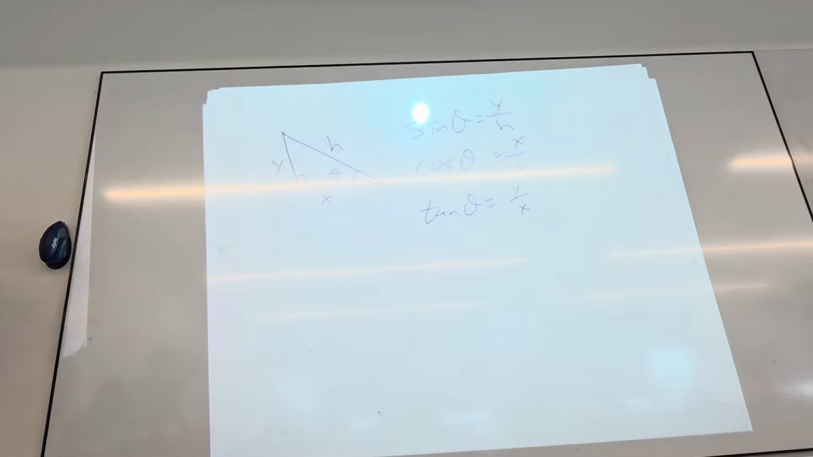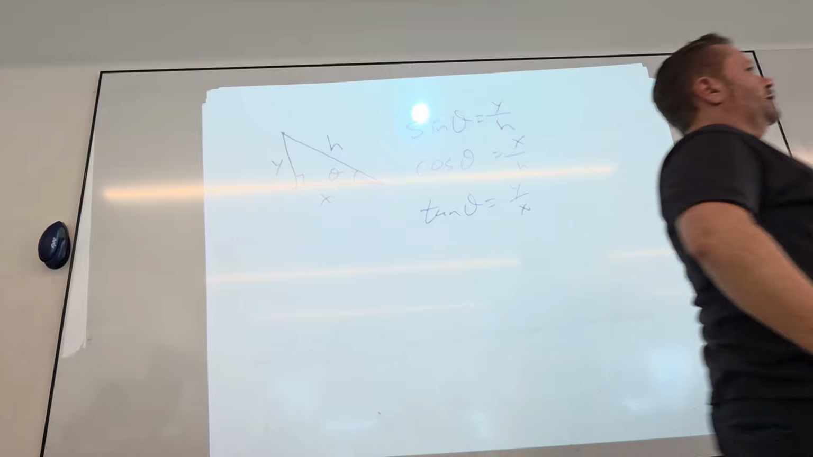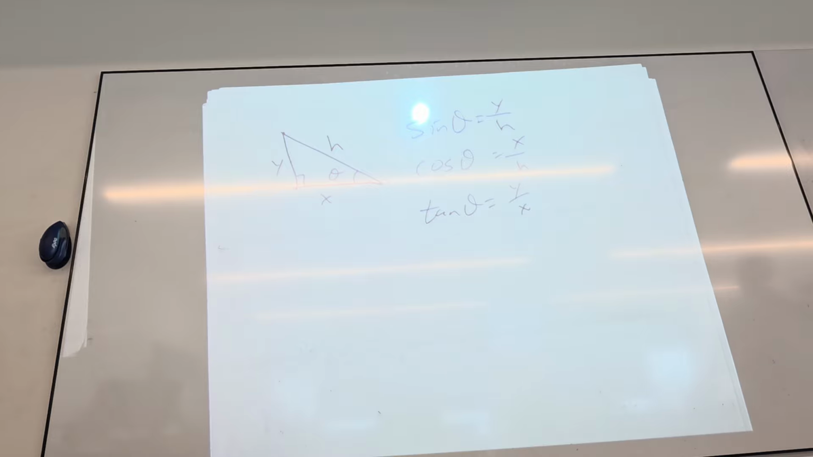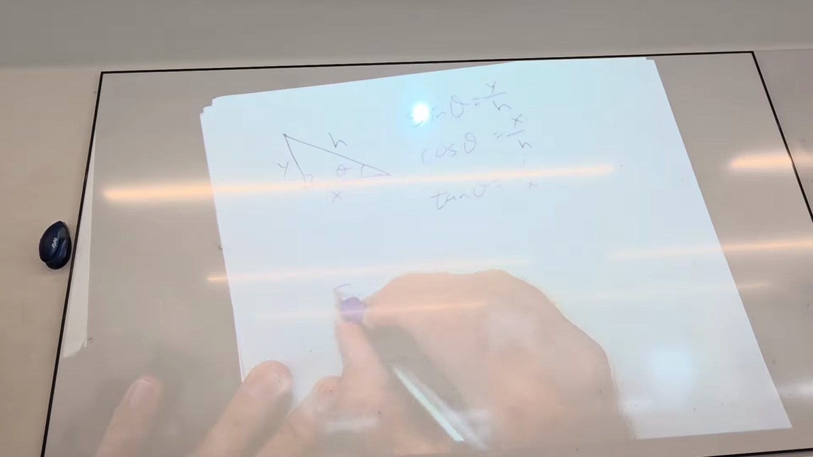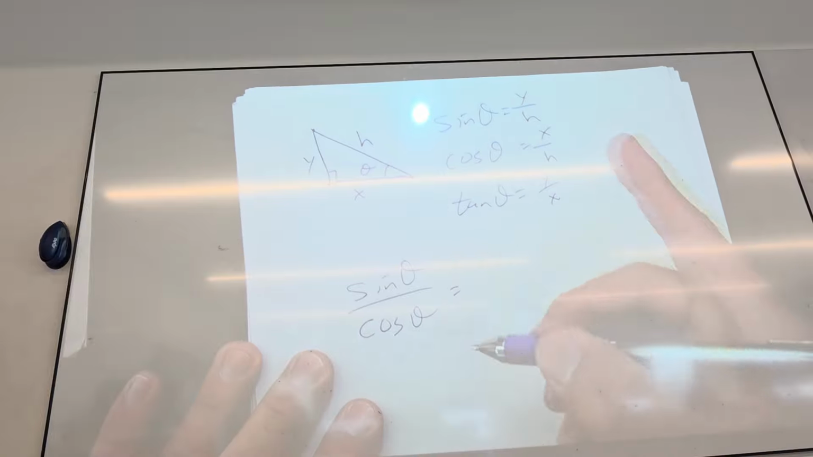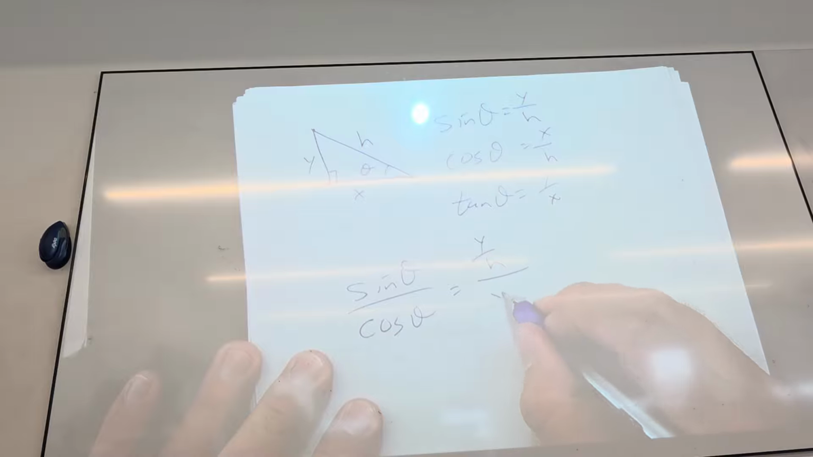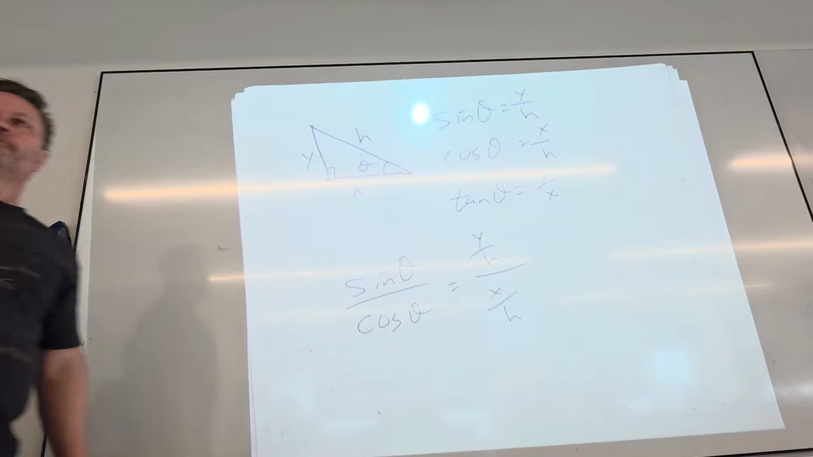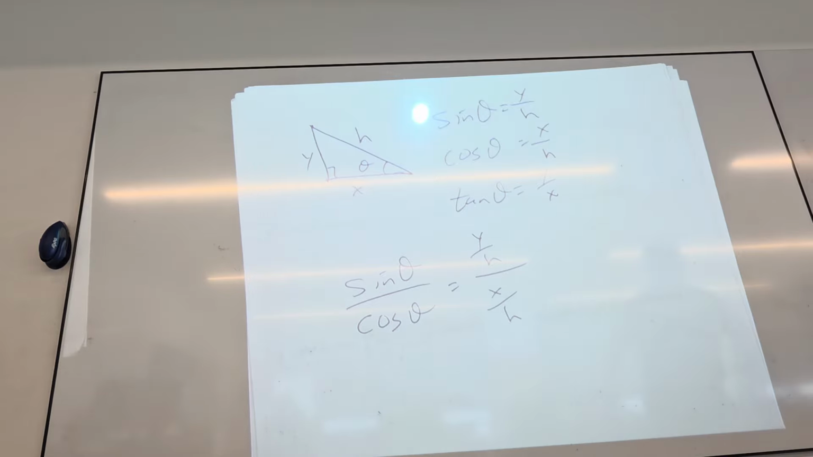Now, real quick. I didn't point this out yesterday. But can anyone see what tangent theta is in terms of the other 2 trig functions I've written down? Can you guys investigate sine theta divided by cosine theta? What is sine theta? Y over h. And what's cosine theta? X over h. Does anyone know how to simplify that? Remove the h. Yes. The top has a divided by h, the bottom has a divided by h, so they both cancel. Or you multiply by the reciprocal at the bottom and the h's cancel.